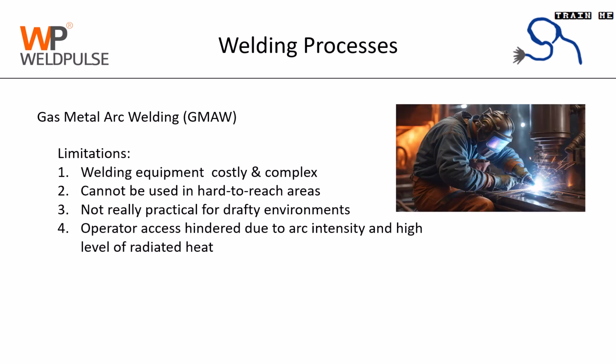Gas metal arc welding equipment is costly and complex. It cannot be used in hard-to-reach areas and is very difficult to use in drafty environments. There it requires complete protection for effective execution. And due to arc intensity and high level of radiated heat, operator access is hindered.